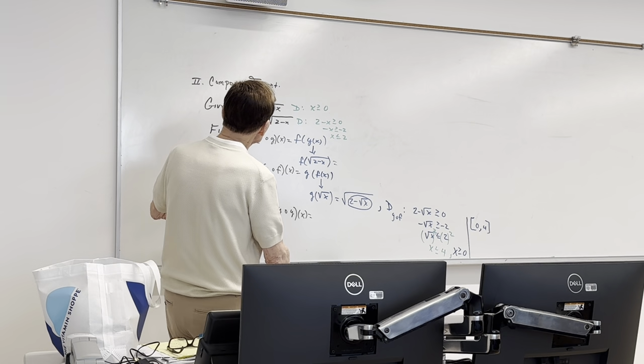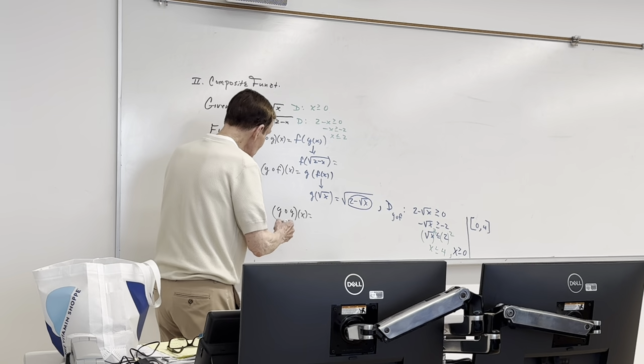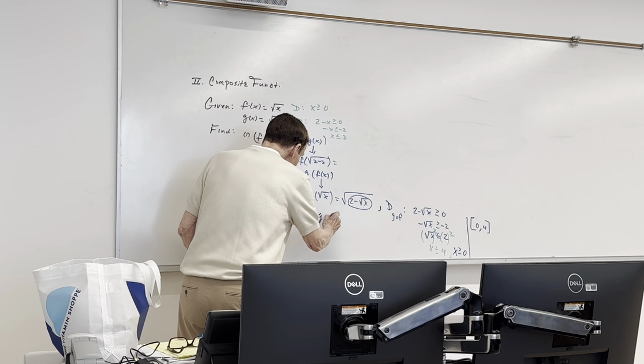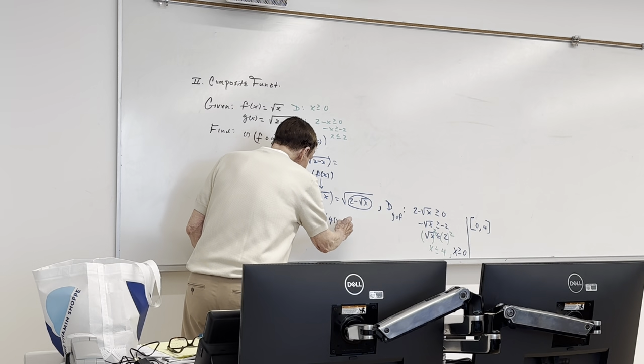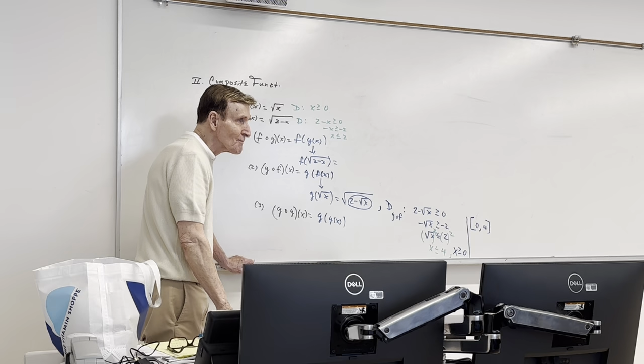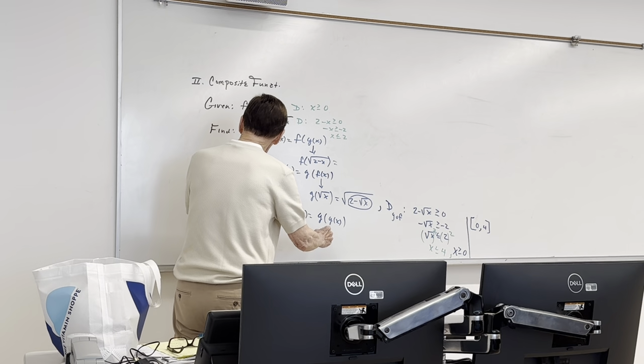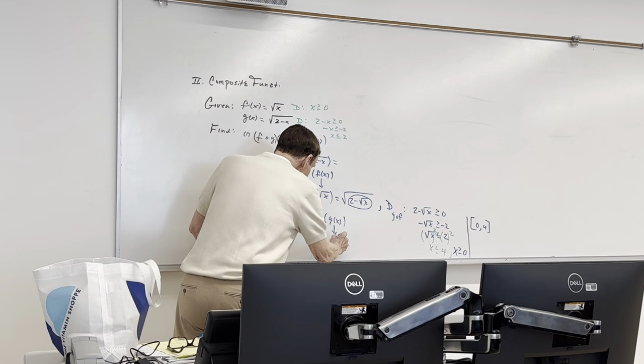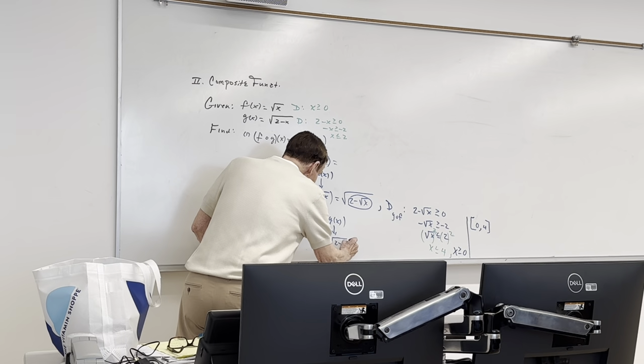Last one, yeah, beautiful. G with G, that means G of x. G of x was given to me as this, square root 2 minus x.